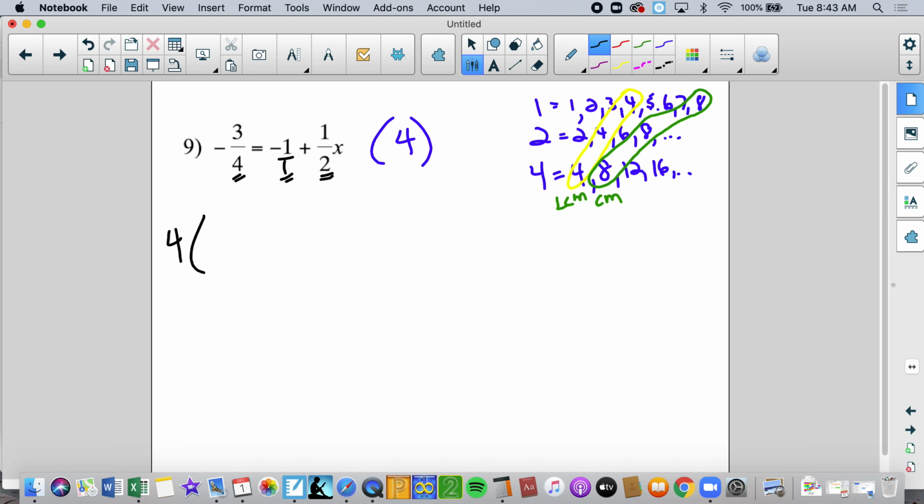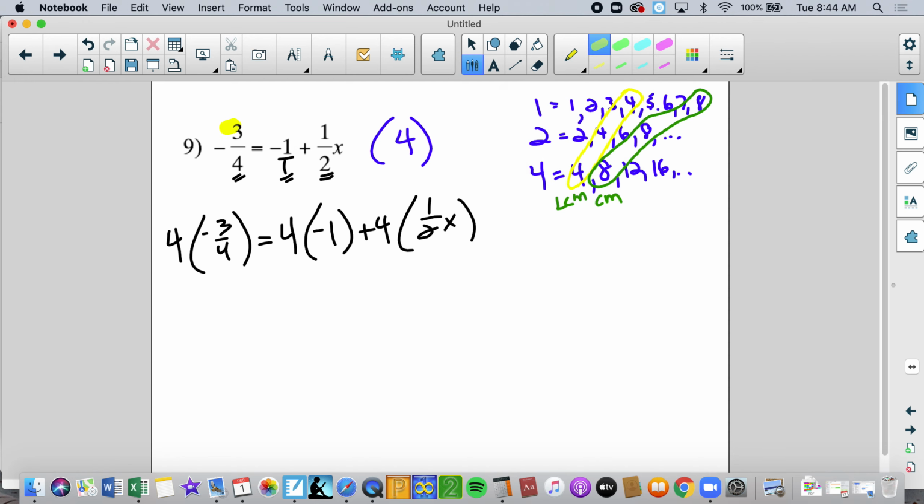So now we distribute the 4 to each of the pieces of the equation, times -1 plus 4. Remember, we're distributing a positive 4 to 1/2 x. And you notice -3/4, -1, 1/2 x. And then we distributed the 4. So you have 4 times, 4 times, 4 times. So we're just distributing that into each of the pieces.